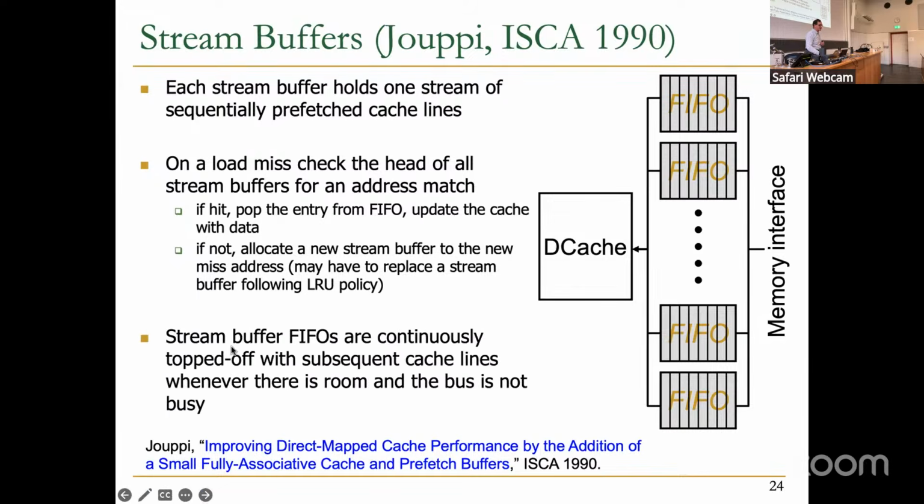And the idea is to have stream buffer FIFOs continuously topped off with subsequent cache lines whenever there's room and the bus is not busy. So this is very automatic. This is assuming a very regular next line streaming access pattern across the regions, right? You start streaming, you get a cache miss from a region, and you start topping off cache block A+1, A+2, A+3, A+4 into that FIFO. And whenever you access A+1, you top off one more to the tail of the FIFO.